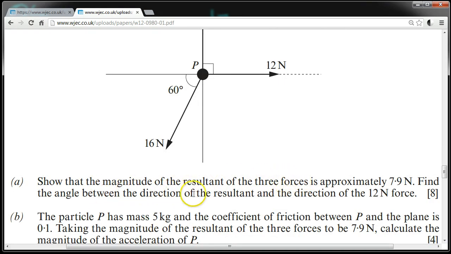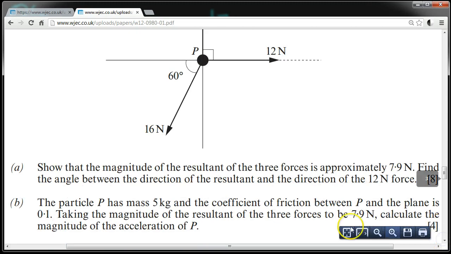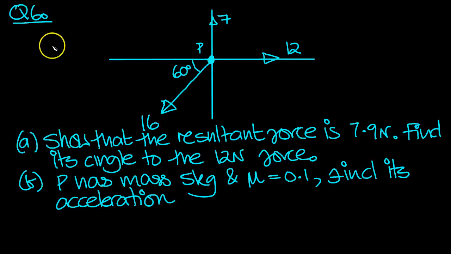Find the angle between the direction of the resultant and the direction of the 12 newton force. The particle P has mass 5 kilograms and the coefficient of friction between P and the plane is 0.1. Taking the magnitude of the resultant of the three forces to be 7.9 newtons, calculate the magnitude of the acceleration of P. So mu was equal to 0.1, wasn't it? That's what we've got there.